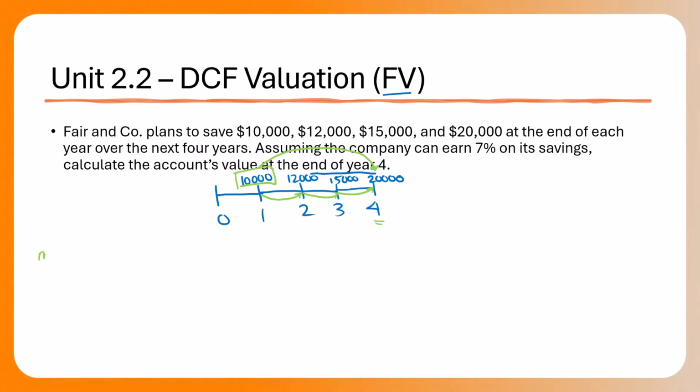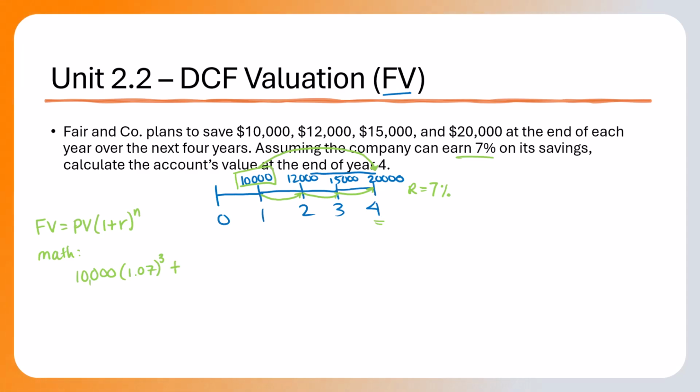Once again, I call this the math approach, and it requires the future value equation, which says that the future value is equal to the cash flow, or the present value, times 1 plus r to the n. Using that $10,000, we will multiply it by 1.07 raised to the 3, because our r, not discount rate, our interest rate that we're earning, our rate of return, is supposedly 7%. That will send the $10,000 to the end of year 4.